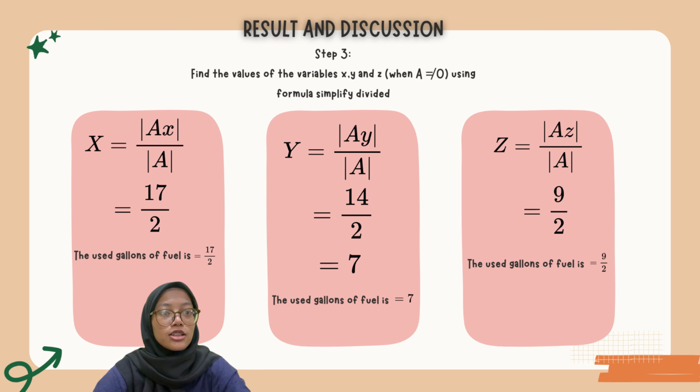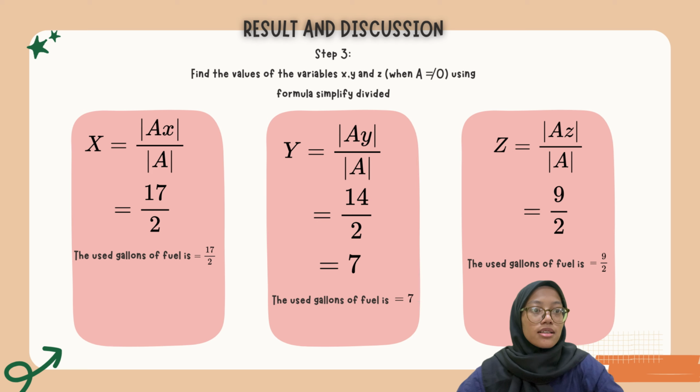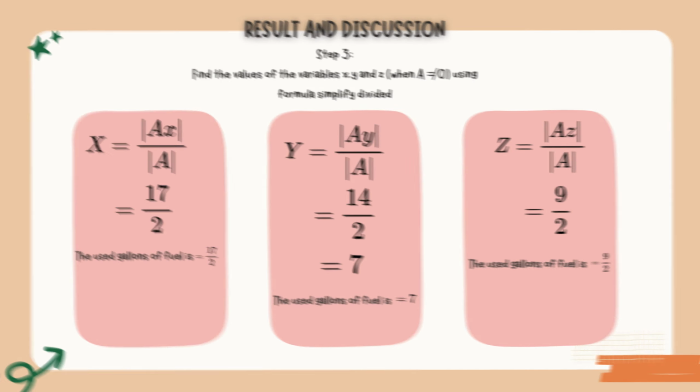Next we're going to find the used gallons of y, which is for the car. So we have the formula here, y equals determinant AY over determinant of A. So we substitute the value, we get 14 over 2. So we simplify the fraction, we got 7. So the used gallon of fuel of the car is 7. Next we're going to find the value of z. So we have the formula here, z equals determinant AZ over determinant of A. We substitute the value, we got 9 over 2. So the used gallon of fuel of the motorcycle is 9 over 2.